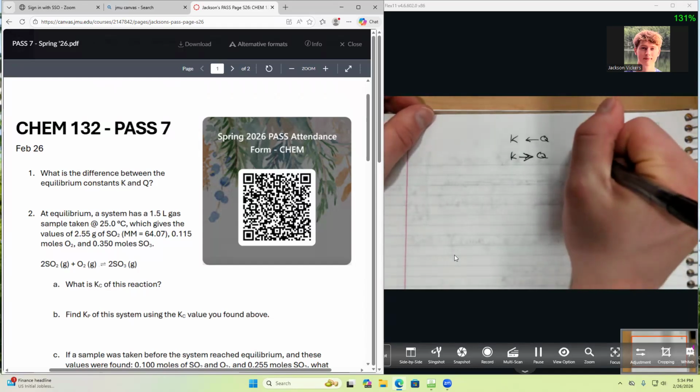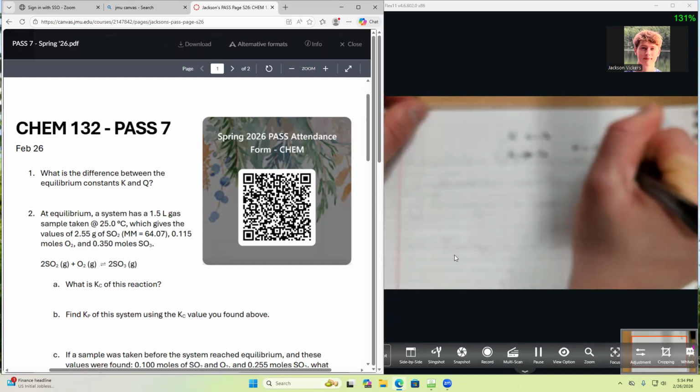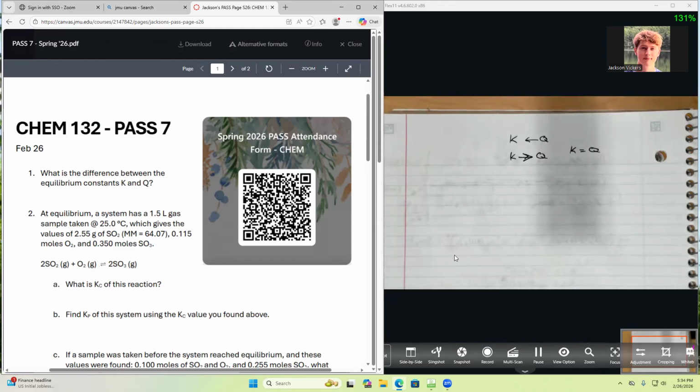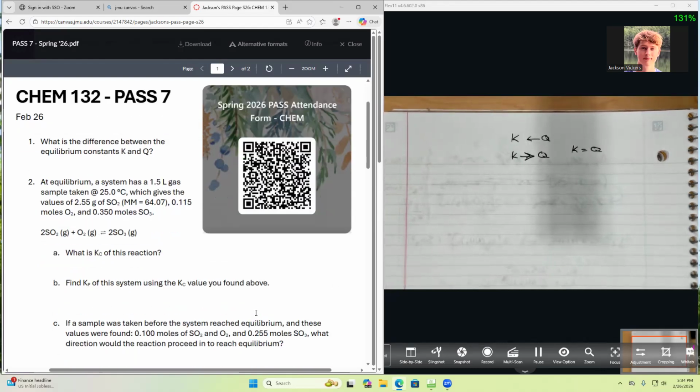And then, of course, I already said it, but sometimes you'll find that when you're solving for Q, it's the same as your K. And that basically is saying, hey, look, we're at equilibrium. We're not going to be going one way or the other because we're happy where we're at. So that's kind of a review about what Q is.